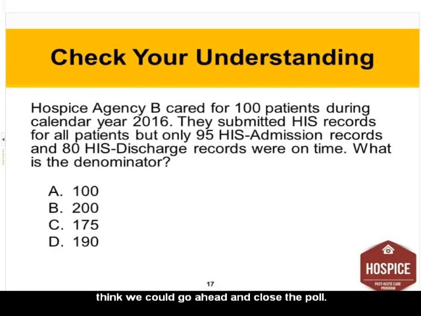The denominator includes all submitted hospice records. For the hospice agency in this example, we had 100 patients, and all had admission and discharge records submitted. So that's 200 records. So answer B is the correct answer. We had 200 records in our denominator. Great job, and thanks again to those of you who participated.